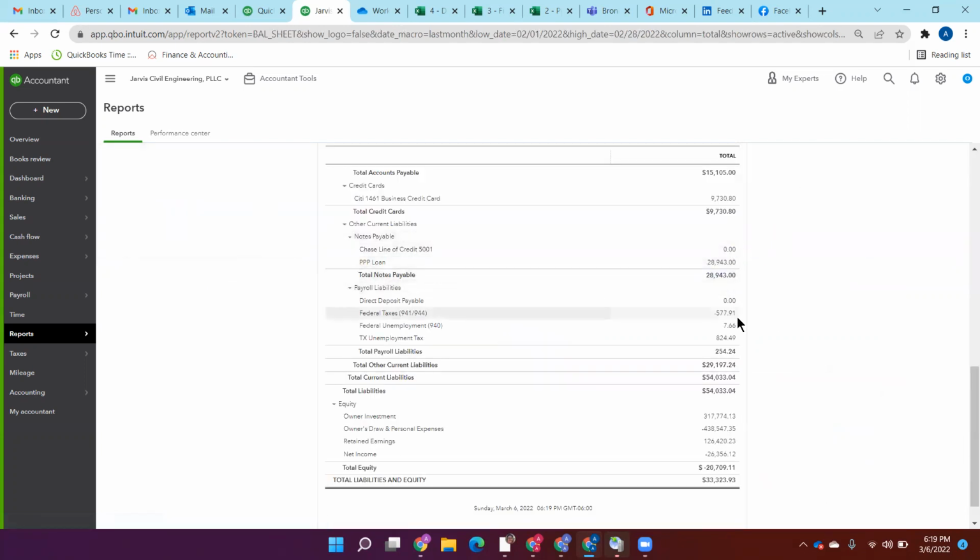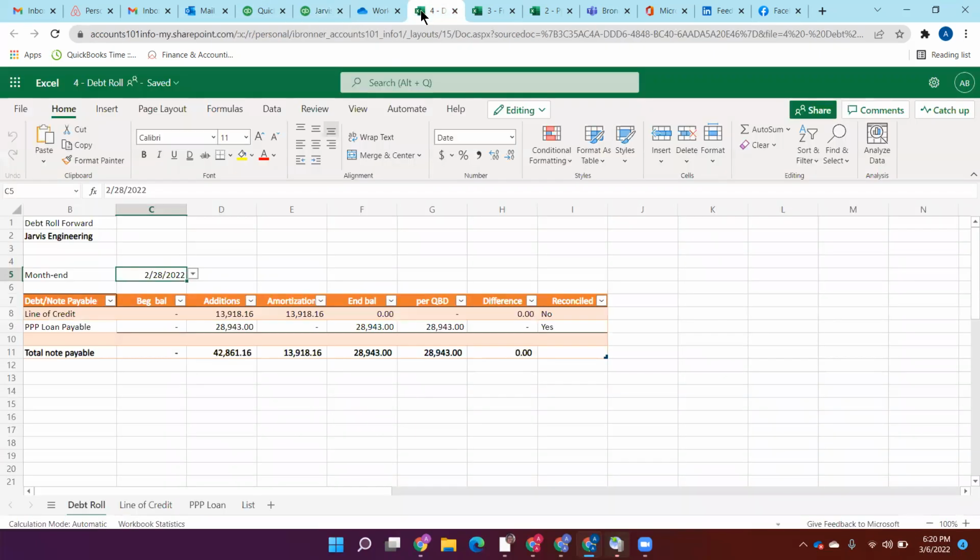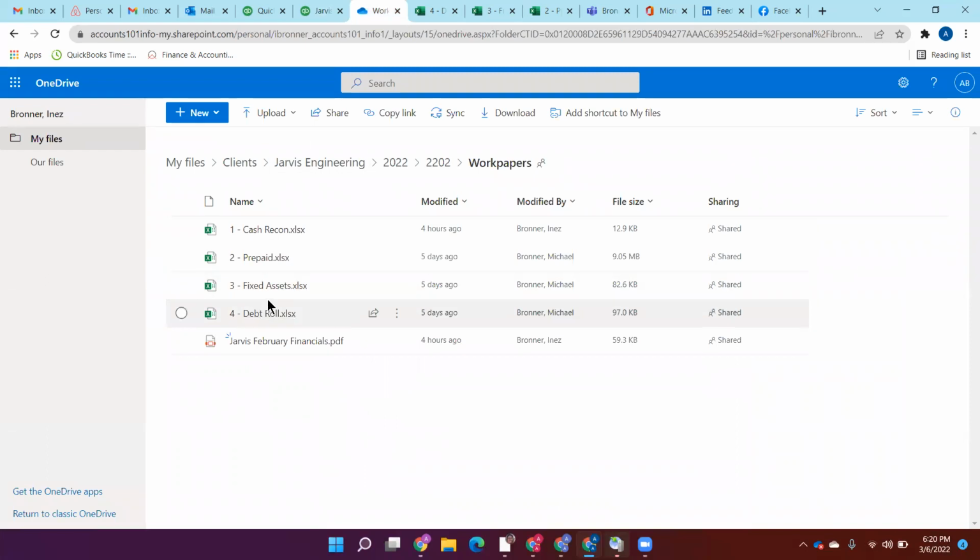But as far as there not being a work paper, was what I did correct? Is there anything else I need to go off of? I don't understand your question. What did you do? I went to this balance sheet and I put for the total on payroll liabilities, the 254.24. But you did it in the PPP loan work paper. No, I was just showing you that I didn't see any work papers related to payroll liabilities. Like there's no work paper.